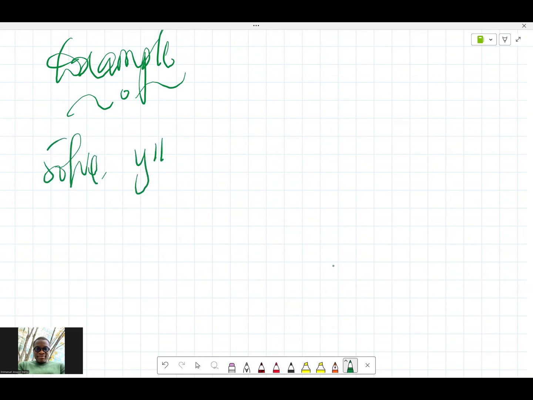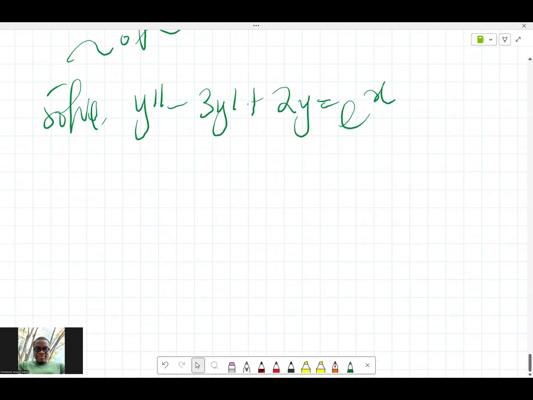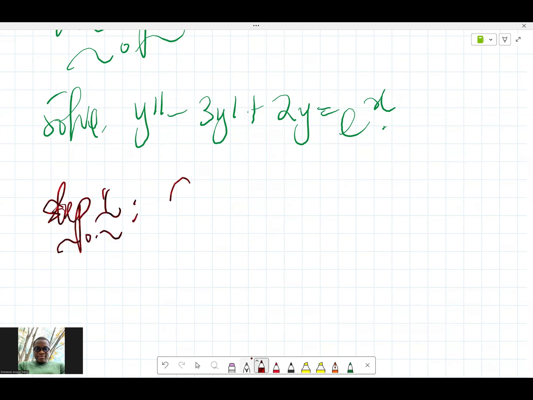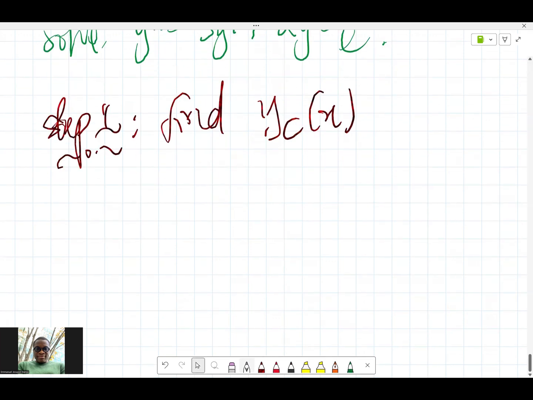Solve y prime prime minus 3y prime plus 2y equals e raised to power x. So here we are using variation of parameters. All right, so we need to solve this. The first thing we do is go for step one: find yc of x. Using, of course, if no method is mentioned, the original thing is the, what is that thing called now?